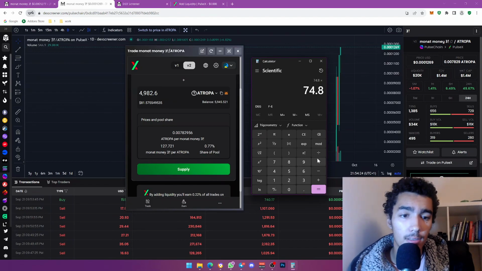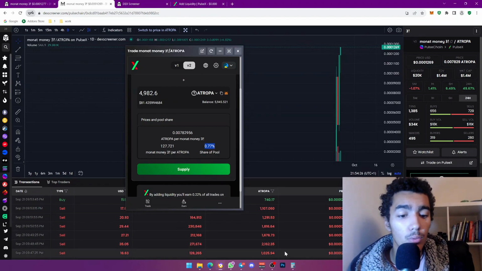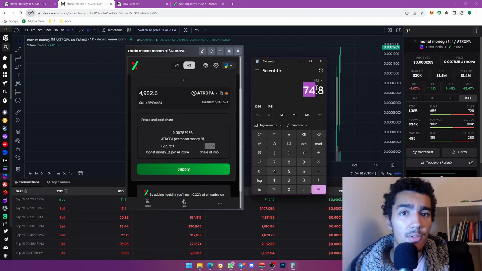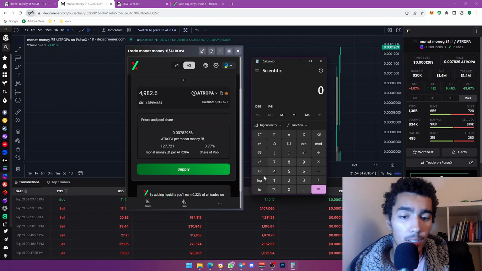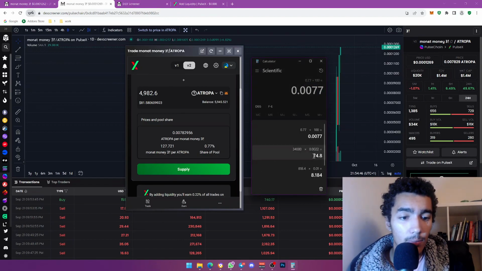You multiply this by your share of the pool. Remember that number, 74.8. Remember what we want to do: we want to turn this into a percentage. First of all, I mean it is already, but you want to divide it by 100. 0.77. Some people might be able to do it in their head, but 0.77 divided by 100. This is your number, and then you multiply it by 74.8.